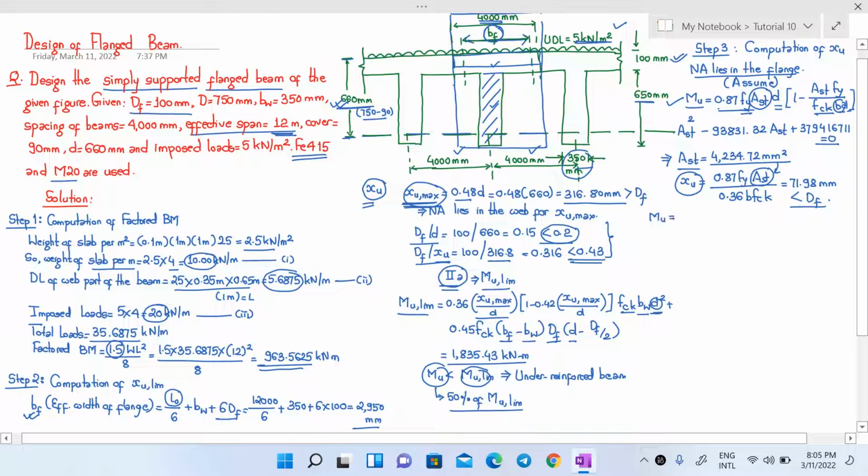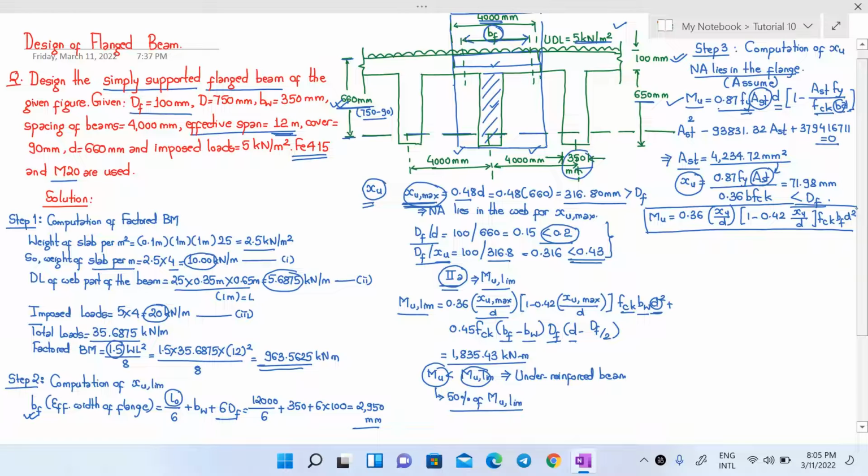You have to use this: Mu equals 0.36 XU over D, 1 minus 0.42 XU over D, FCK BF D square. You can use this formula first, find the value of XU, and then use that value of XU to calculate the value of AST also. But here, we did the opposite. We first assumed that the neutral axis lied in the flange. We calculated the value of AST, and using that AST, we confirmed whether our assumption was correct or not.